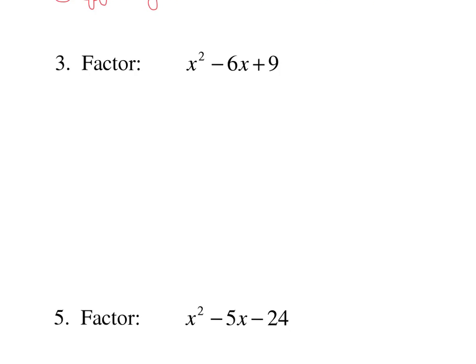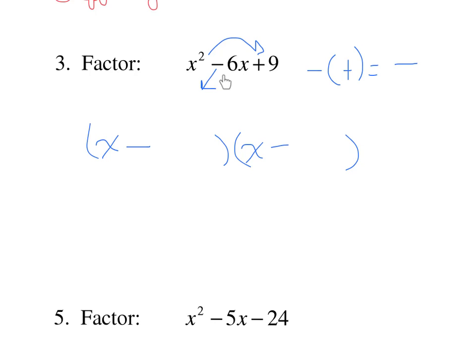On number 3, x squared is x times x. The first sign coming down. Multiply the two signs. Negative times positive makes negative. So again, we have same signs. They're just both negatives this time. No big deal. Two numbers that multiply to make 9, but add to make 6 would be 3 and 3. So x minus 3 times x minus 3.